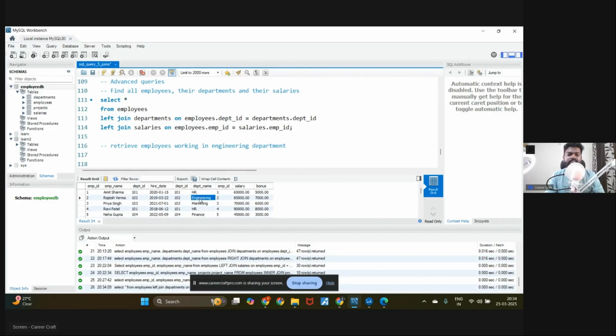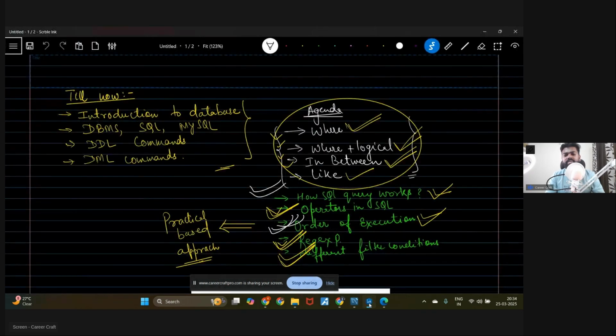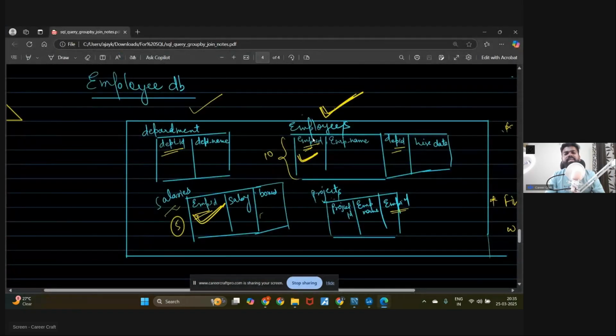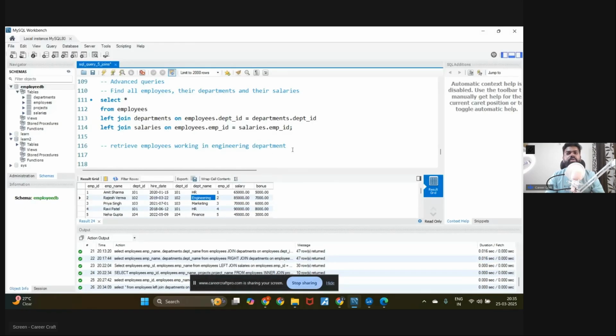See, the department name is engineering, and you have to find the employees. This type of question will be asked. The information is spread across two tables. You first have to get the base table with the department name, then also filter on department name. This is the question. So how will you do it?